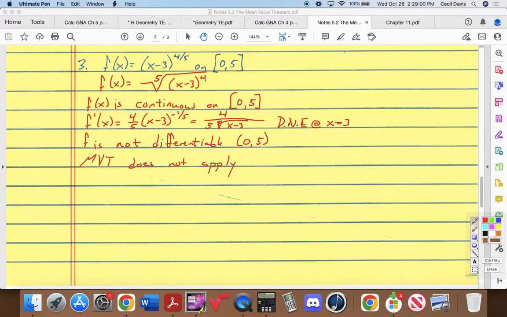So before you use the mean value theorem, you got to make sure that the mean value theorem applies. Now, we won't get into it too much at the moment, but just something to think about is that just because those two qualifications don't happen doesn't mean that you can't have a place where the instantaneous rate of change is equal to the average rate of change. It's just not guaranteed to happen.